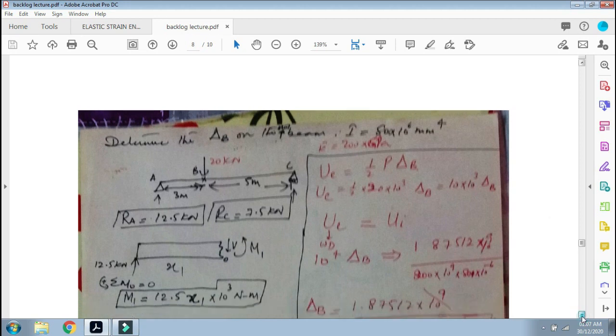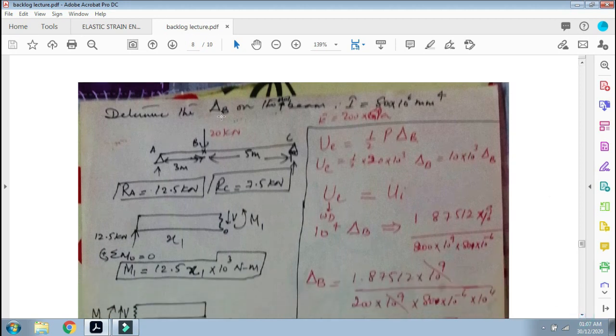And determine the deflection at point B on the beam. I is equal to 18 × 10^6 millimeter^4, E is 200 gigapascal, and this distance is 3 meters from A to B, and from B to C is 5 meters, and the load at point B is 20 kilonewton. Okay, so you take out the reactions, and you get RA equals 12.5 kilonewton and RC equals 7.5 kilonewton.